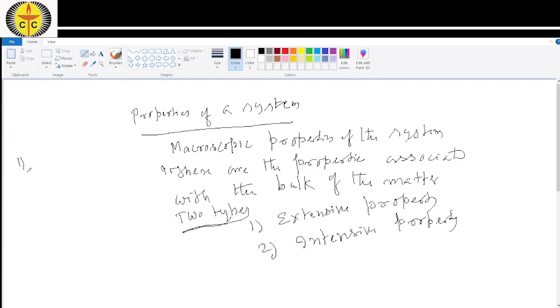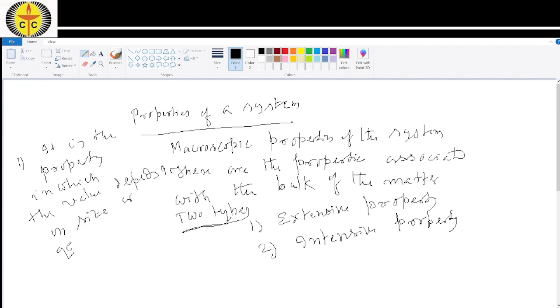What is extensive property? These are the properties in which the value depends upon the size or quantity of matter of the system.